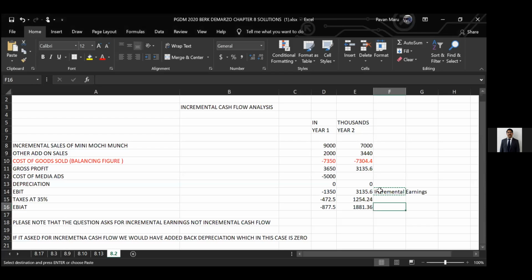In 8.2, the last figure that we found was our incremental earnings. Okay, so we consider depreciation and tax as well. Only interest and sunk cost won't be there, because the name itself says earnings before interest. In cash flows we are not considering interest. All this money goes to the shareholders first.